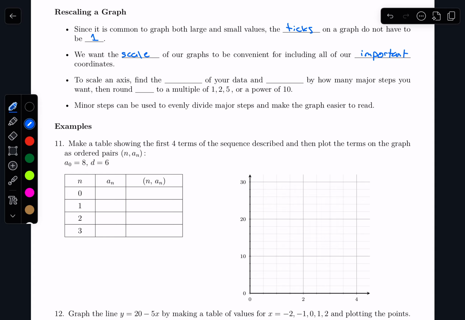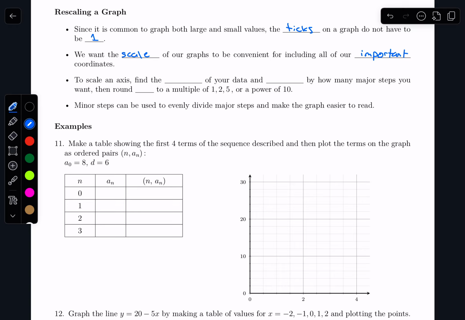So how that translates to what is an important point is we want to be able to see the x and y intercepts of our graph. So you always want to scale your graph so you can at the very least see the x and y intercepts. But again, as you move forward in mathematics, what is important will change. So just base it scenario to scenario. You got to make a new decision every time.